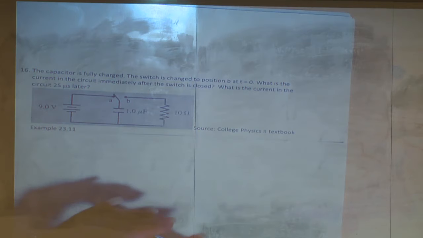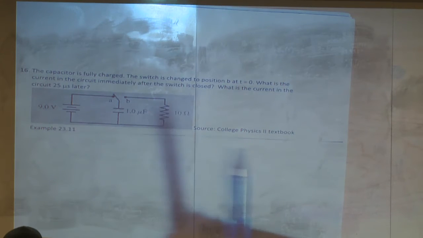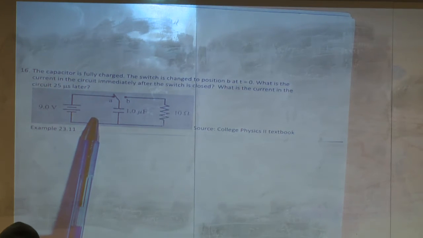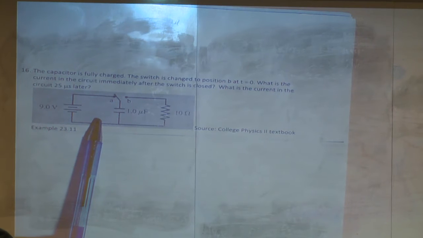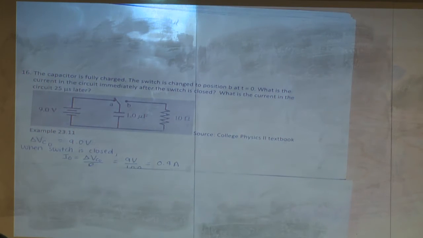That's when the switch is turned on, right? So this one in particular has a capacitor and a resistor, and it's connected to a 9 volts battery. Now we're looking for the current in this circuit immediately after the switch is closed, so that's t equals 0. That just means we're looking for the initial current, right? And the second part of the question asks what the current is 25 microseconds into the circuit.